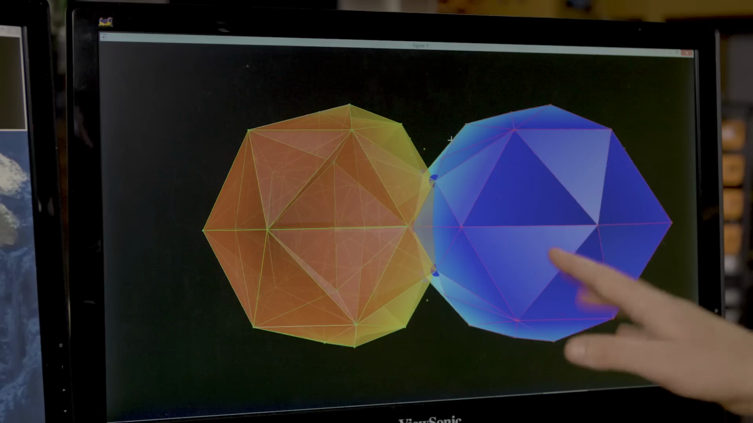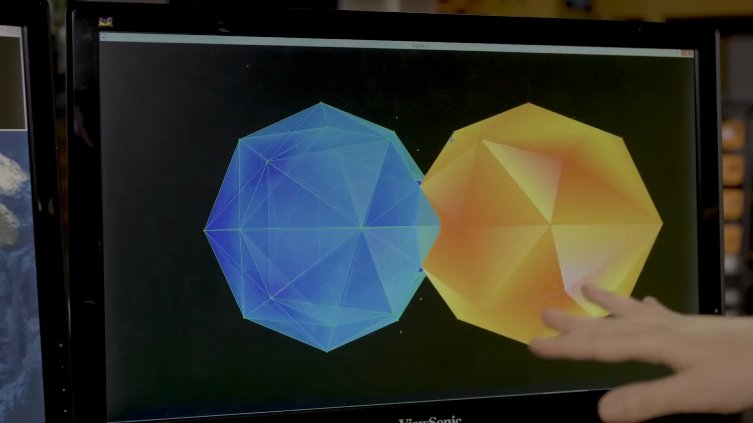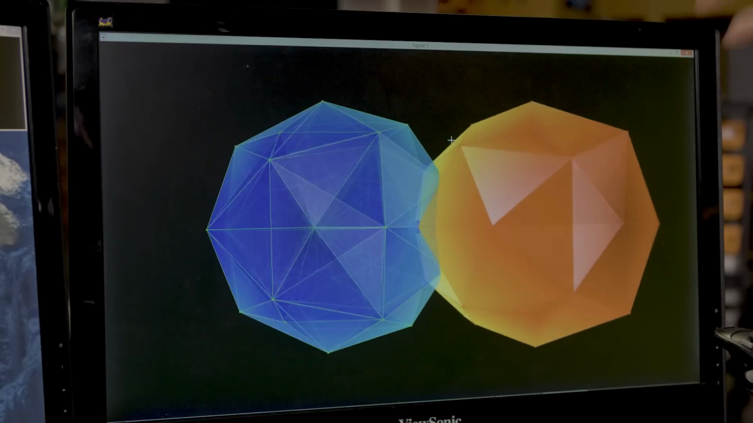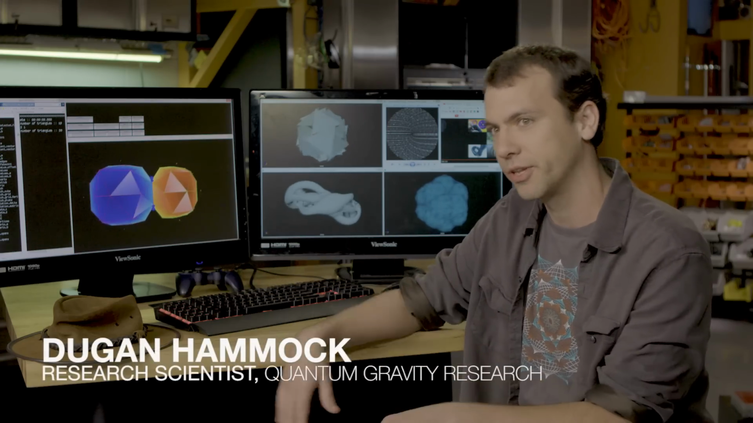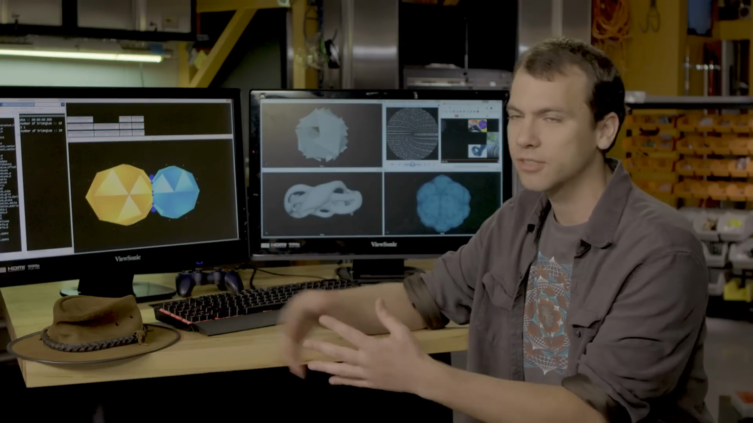So here we're looking at two 600 cells. Those are four-dimensional polytopes. You know, you have a square in two dimensions, and you have like a cube or an icosahedron or a dodecahedron in three dimensions. This is a polytope in four dimensions. It's called a 600 cell.